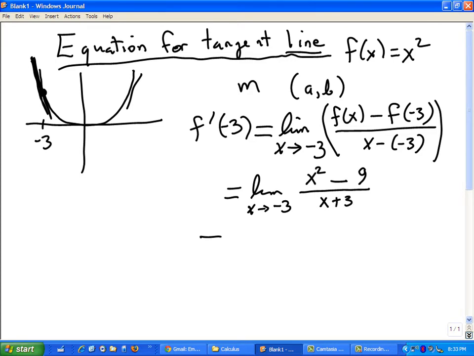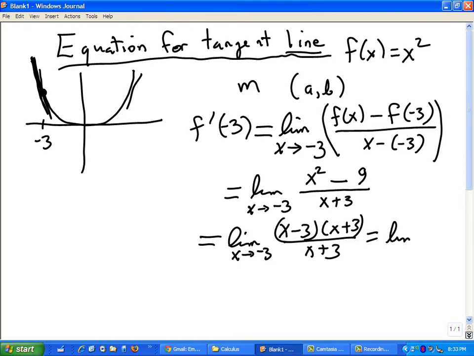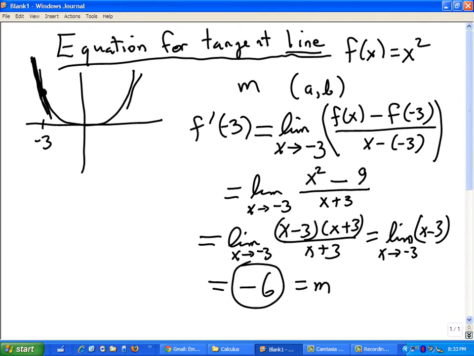And we've been in this kind of situation before. You're going to factor, so you get x minus 3 times x plus 3. And this time it's the x plus 3's that are going to cancel, which is good because you don't get a 0 over 0 anymore when you're done. So you have the limit as x approaches -3 of x minus 3. And that's an easy one: -3 minus 3, -6. So this is our slope, which makes some sense if you look at the picture, right? The slope looks like it's steep going down. Okay, so we have our slope.